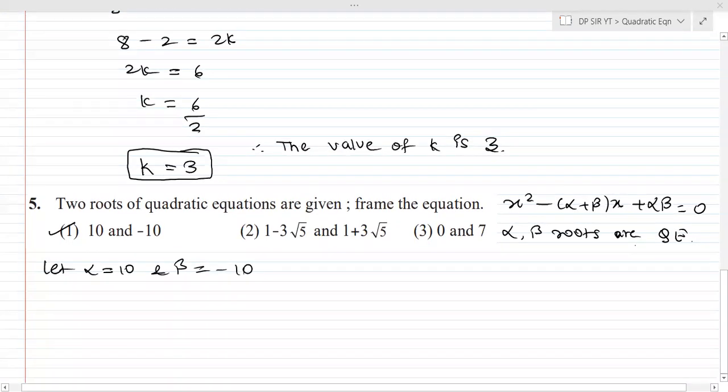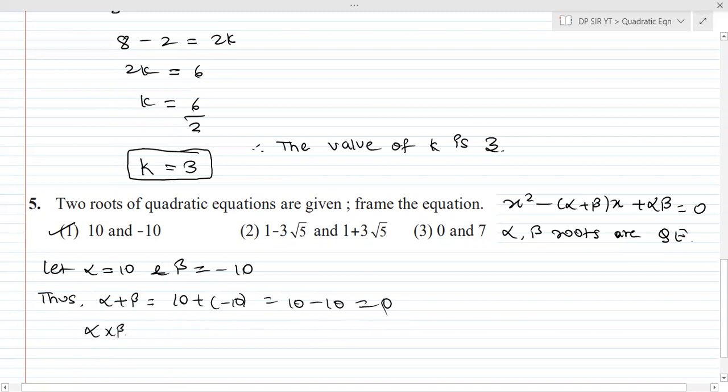Anyway, so now you need to first of all find alpha plus beta. So thus alpha plus beta is equal to what? 10 plus minus 10, which is equal to 10 minus 10, which is equal to 0. Then find alpha into beta, which is equal to 10 into minus 10. So here also I won't write that cross sign, which is equal to minus 100. So now you are having alpha, you are having beta.